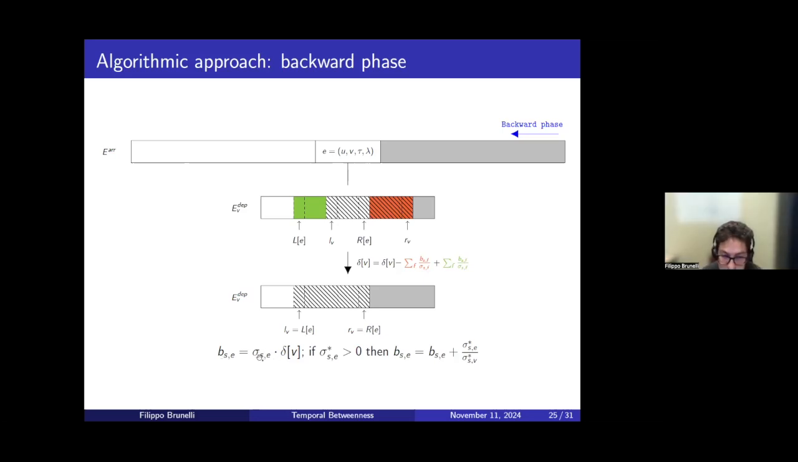Here, sigma SE is the number of optimal walks ending with E, and we can multiply it by the dependency computed in the previous step. And then whenever sigma star SE, an important distinction here is that sigma is the number of walks that are optimal ending with E, and sigma star is the number of walks that are optimal ending with E that are optimal as well for the node. So it's only concerning the edge, and here the node as well. Whenever this is the case, we have to add to the betweenness also the contribution of this edge.